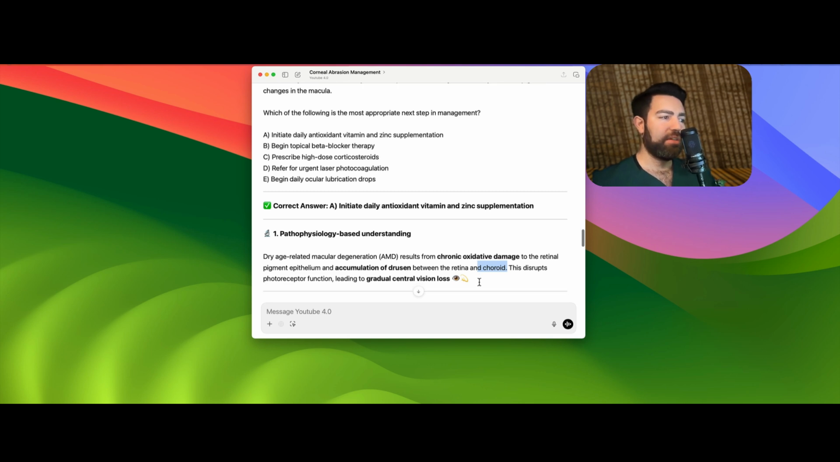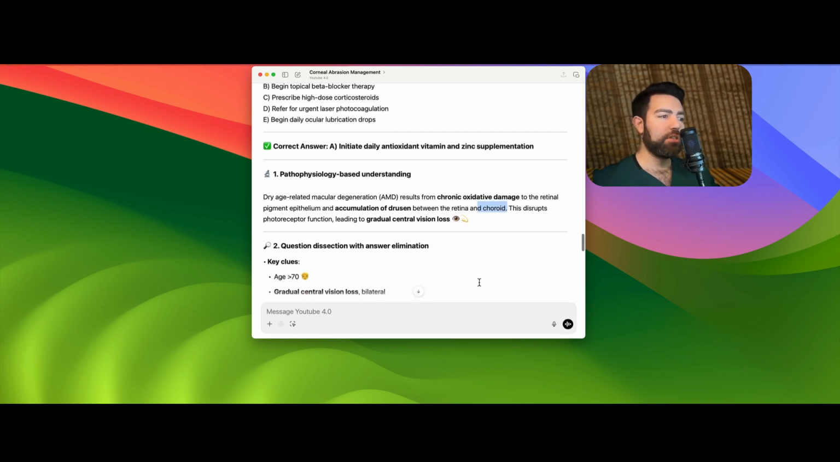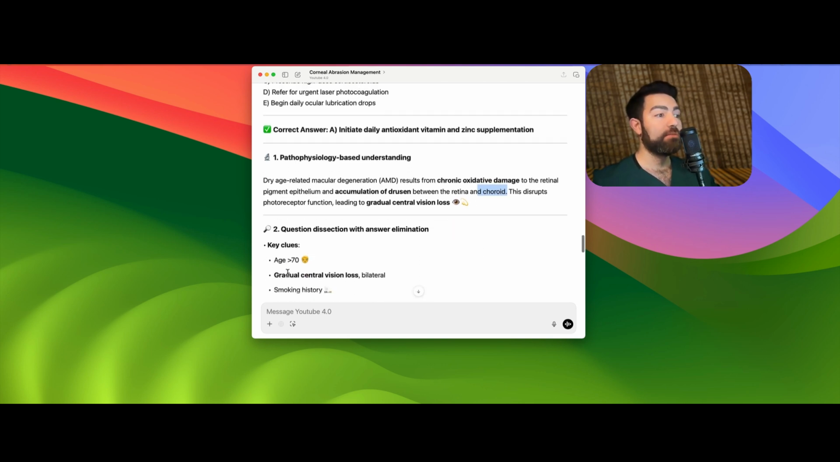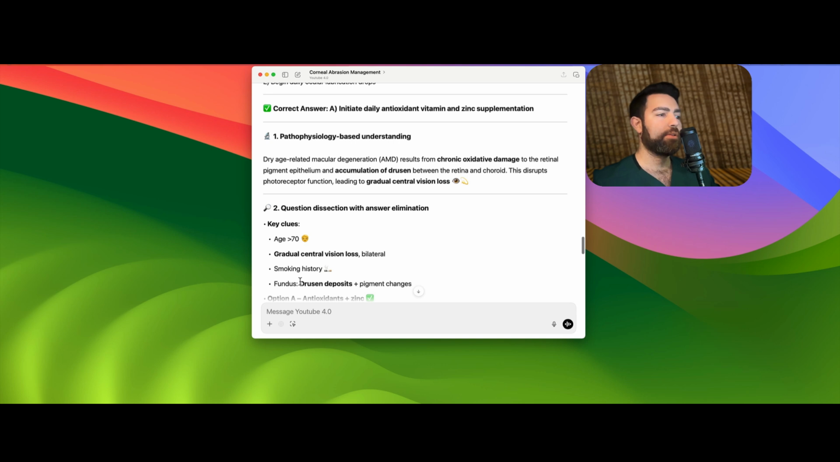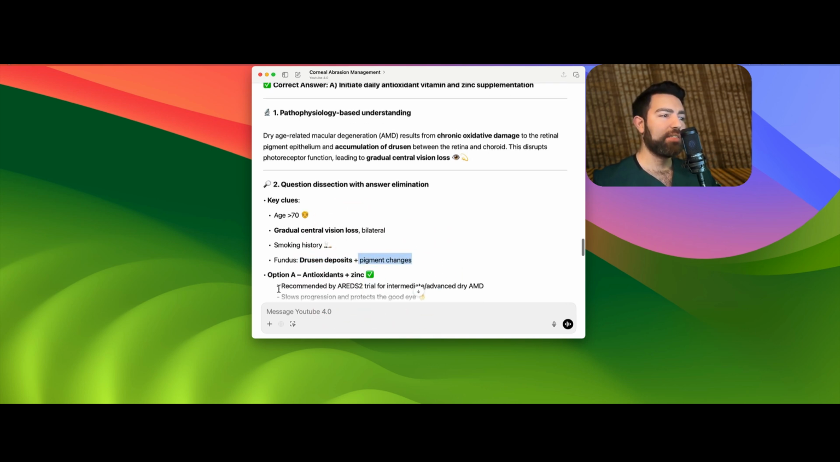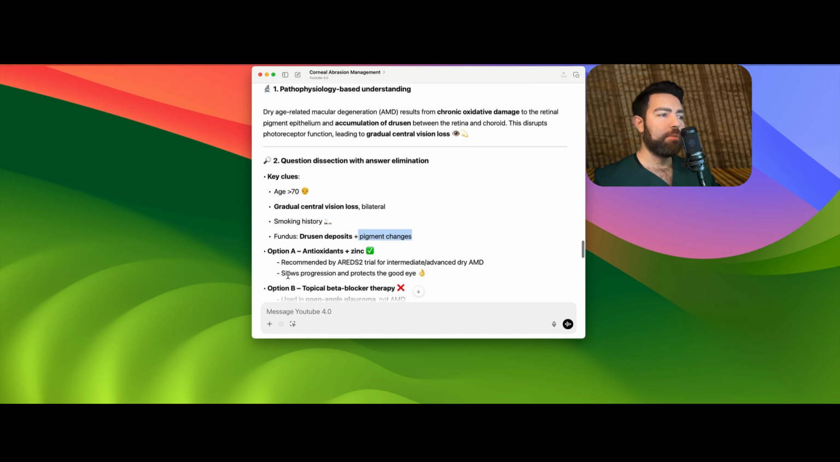Age greater than 70, gradual central vision loss that is bilateral, smoking history, a fundus that shows drusen deposits plus pigment changes. You need to think about it. And the option would be the antioxidant and zinc in this case, recommended by the AREDS2 trial for intermediate or advanced dry AMD. It's shown to slow the progression and protect the good eye.